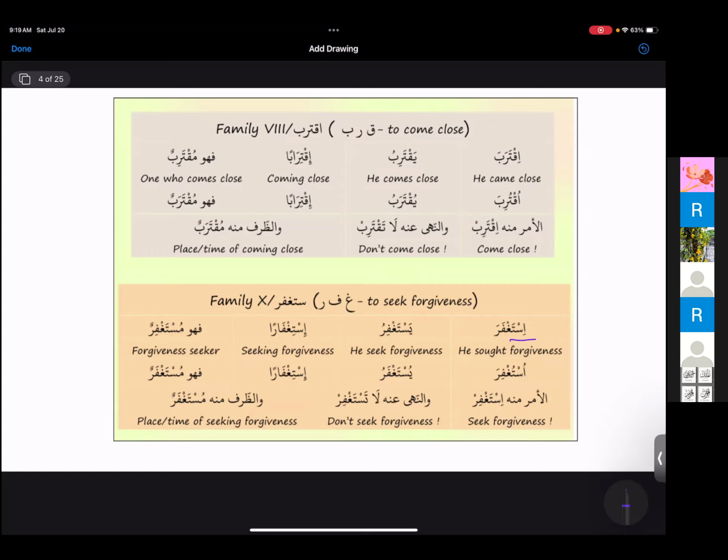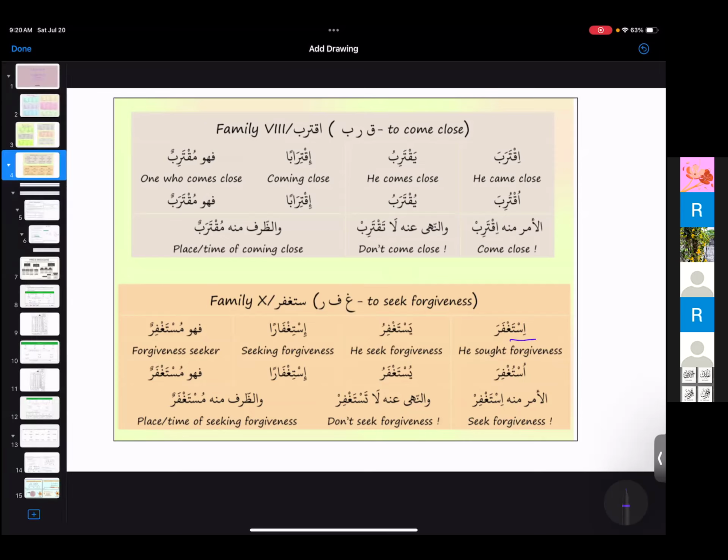What is the marker for this family? It has some strong meaning in it. Ista means seeking something. The verb is always to seek something, like forgiveness, or seek help, to beg, right? So it has the meaning of begging, pleading, requesting, seeking. All these meanings are in there.